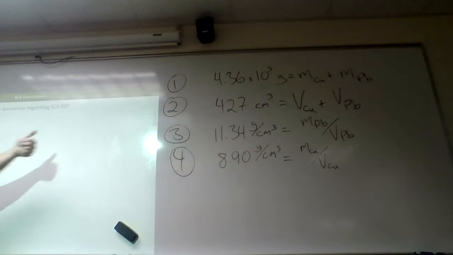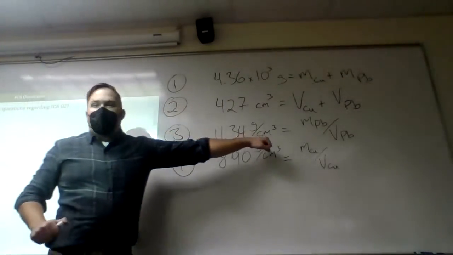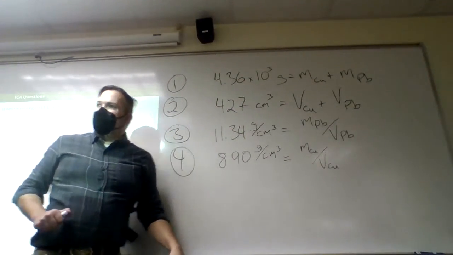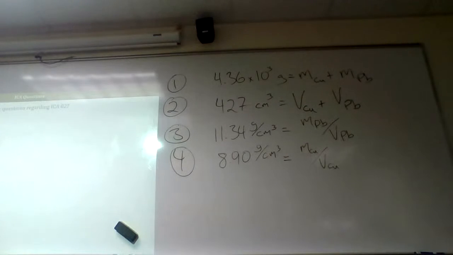But if we're doing it by hand, all we're going to do is start solving these equations for one or more of these variables and plug it into the other equations. So you could do that at the top by saying, okay, if I took equation 2 and said, okay, well, 427 minus the volume of copper equals the volume of lead.